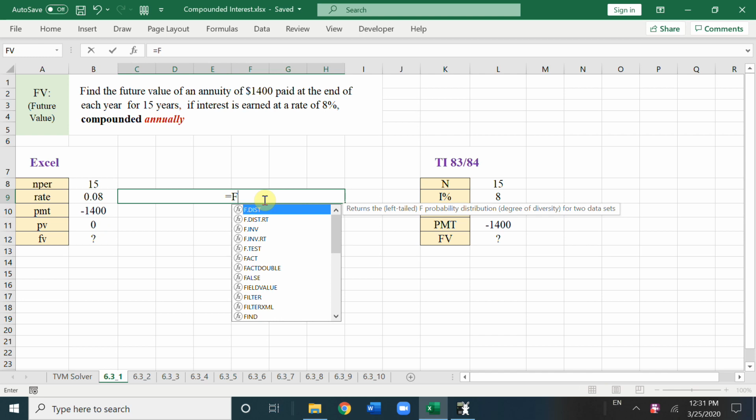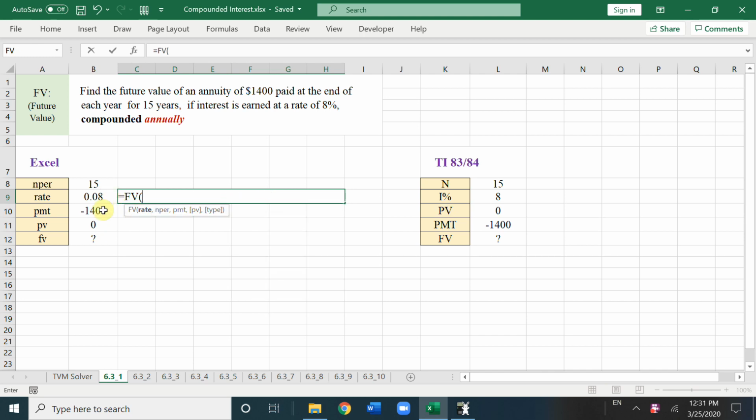So equals FV. The rate is 0.08. NPER is 15. Payment is negative 1400. You don't need to put the PV because PV is not given. So it's 0, but you don't need to put 0 because PV is after those 3 arguments. And the type, because the default means end of the period, so you can directly enter.